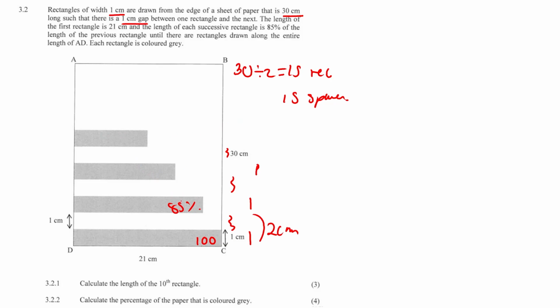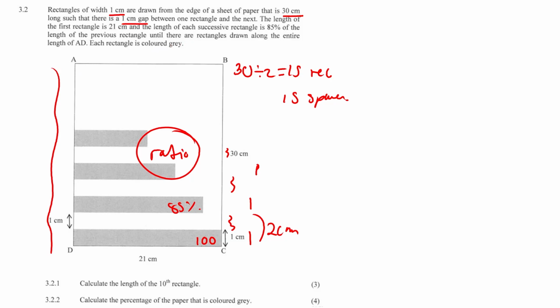So it's just decreasing. Multiply this 100 by 85%, multiply whatever you got here by 85%, and so on. So this is not a common difference, right? This is a ratio. So we are definitely dealing with a geometric sequence or series here. And the rectangles are drawn across the length of AD. Each rectangle is colored in gray, so you can imagine what the question is going to look like.